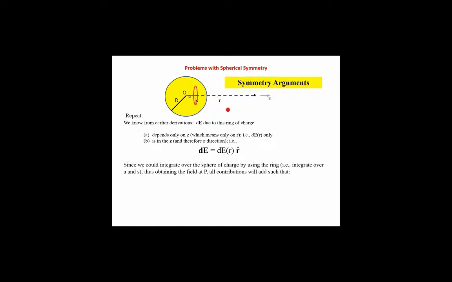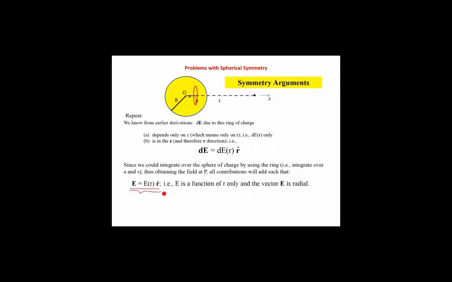To get the total E, we have to integrate over the sphere of charge. And we can do that by using these rings and simply let the ring cover all of the inside of this sphere by changing a and by changing s. So you can imagine tons of rings that are sweeping out this volume. They all have this same orientation relative to the point P. So if we take all of those dEs and add them up, then we find that E is just like the dE from a single ring. It will be in the r hat direction, and the magnitude will only depend on the distance r.